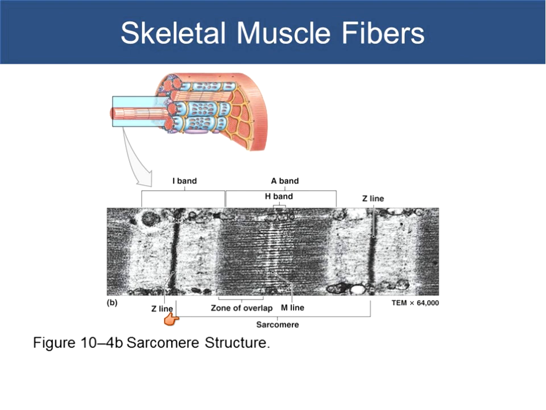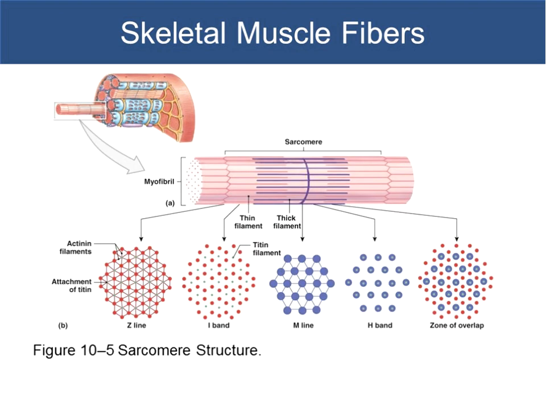The zone of overlap is super important because the communication or the interaction between the thin and the thick filament, or the actin and the myosin filaments, is what constitutes a contraction.